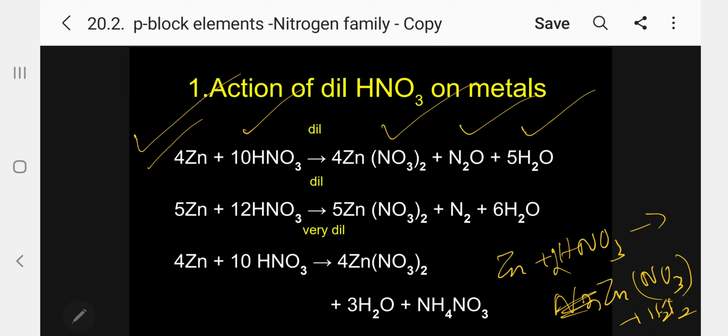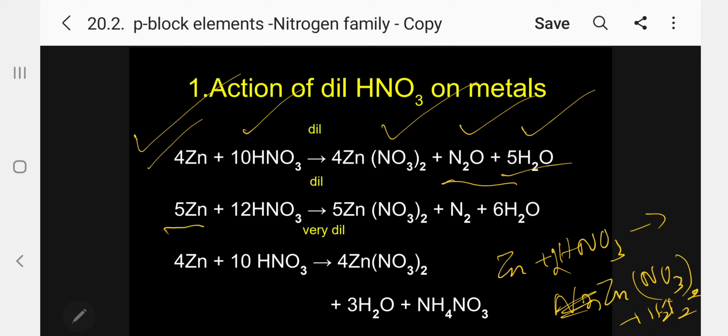Kindly follow. Zinc nitrate and hydrogen will be produced. This is normal. This hydrogen further reacts with nitric acid. Only we are seeing this reaction converted into zinc nitrate, N2O and water. Please follow. When I use 10 moles of dilute nitric acid and 4 moles of zinc, N2O is formed.